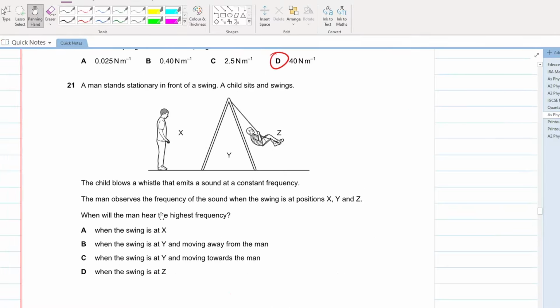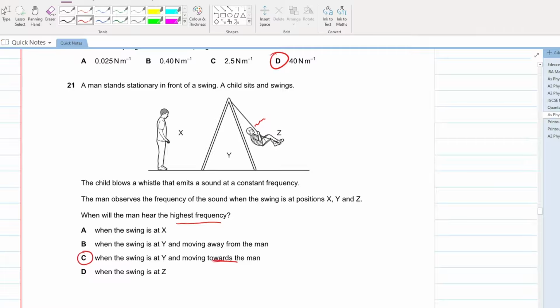A man stands stationary in front of a swing. A child sits and swings. Perfect. The child blows a whistle that emits a sound at constant frequency. The child is blowing a whistle. The man observes the frequency of the sound when the swing is at position X, Y, and Z. Perfect. When will the man hear the highest frequency? When the swing is moving towards the man. C is your answer.